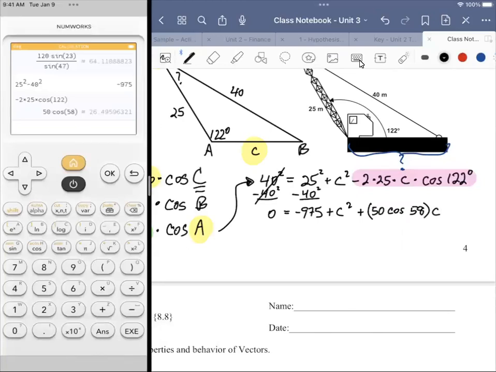Right. And if I rearrange here, you'll see the quadratic relationship, and that is 0 equals C squared plus 50 cosine 58 C. Professor? Yeah. Why does it become plus? Oh, it's just what the calculator told me. So I put in the negative 2 times 25 times cosine 122, and it spat back a positive number, 50 cosine 58, or 26.496.